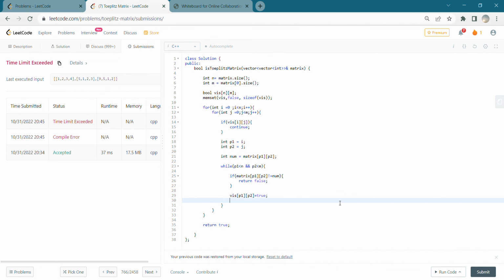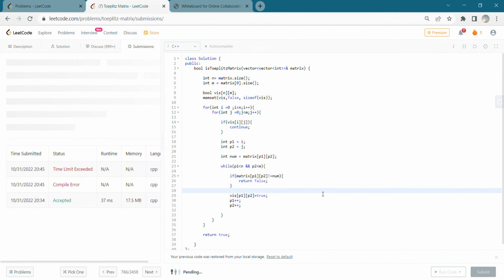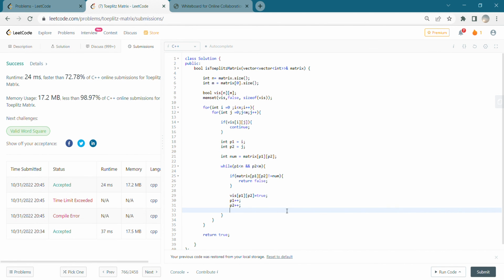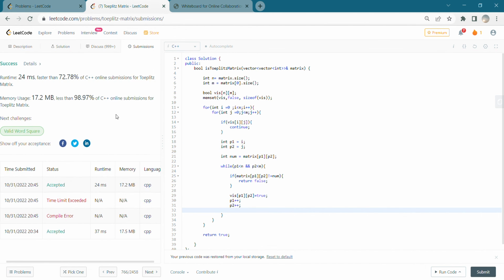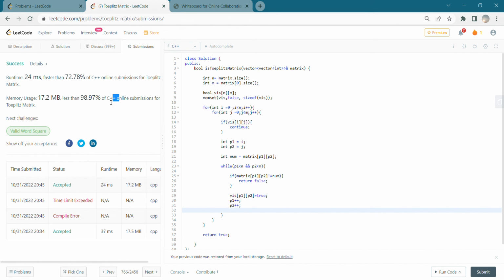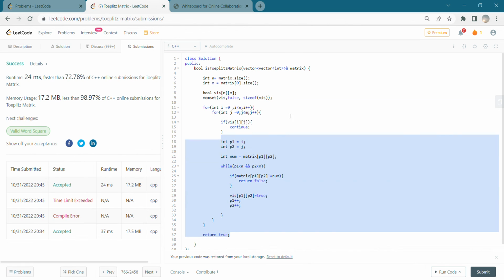Okay, so p1 plus plus, p2 plus plus. We have to increase the values obviously. Yeah, so this works. We have got 98% on memory and 72% faster. So I think this is a good solution.